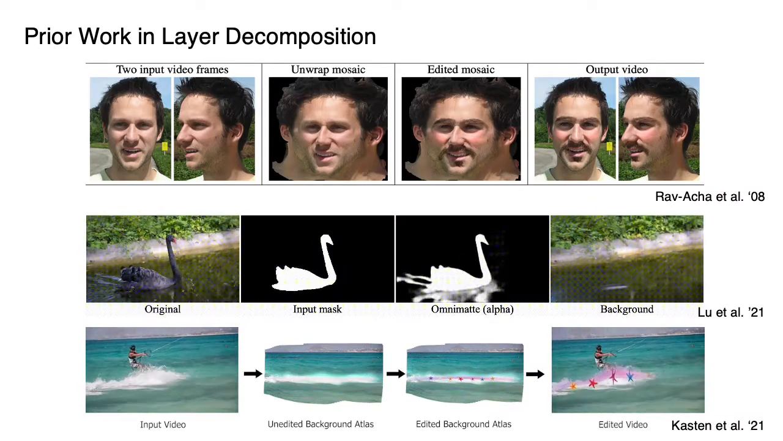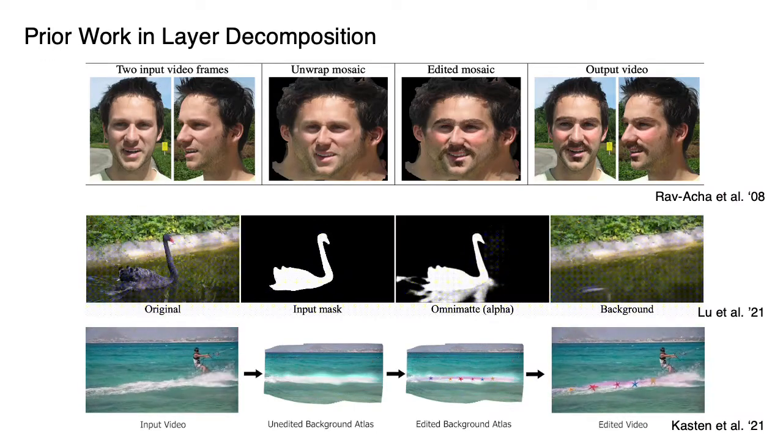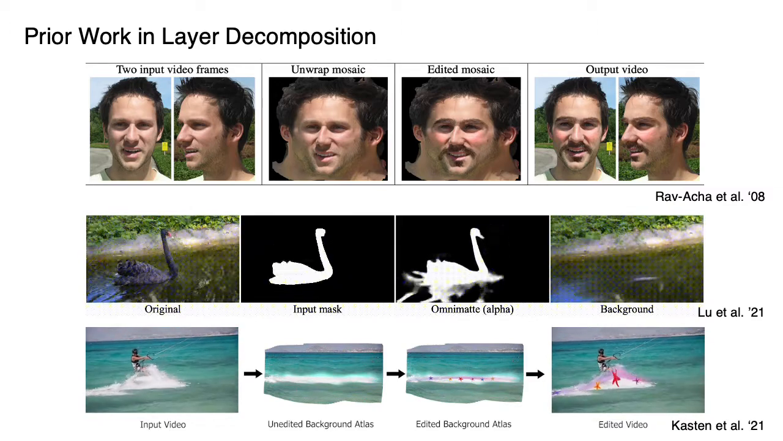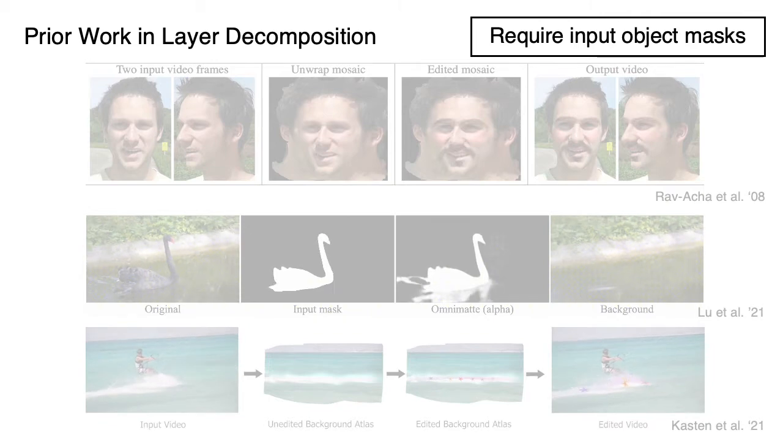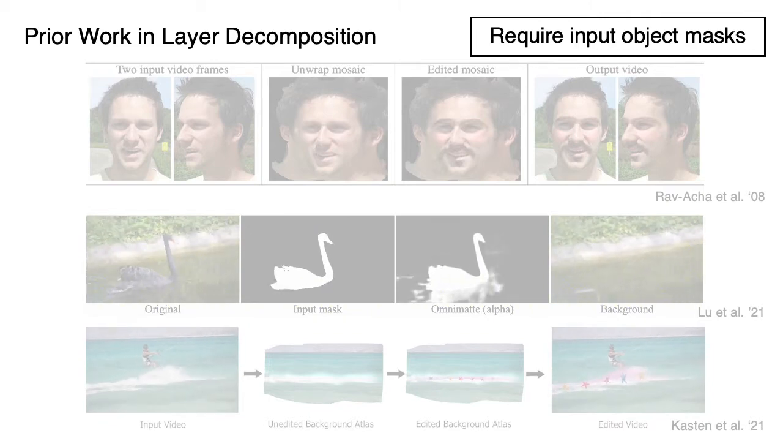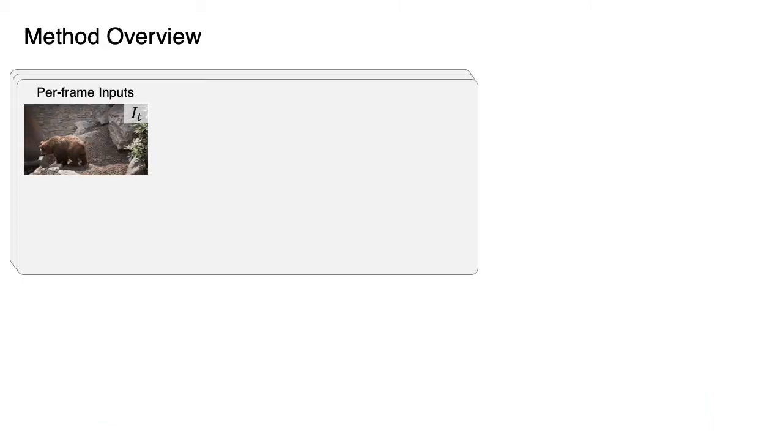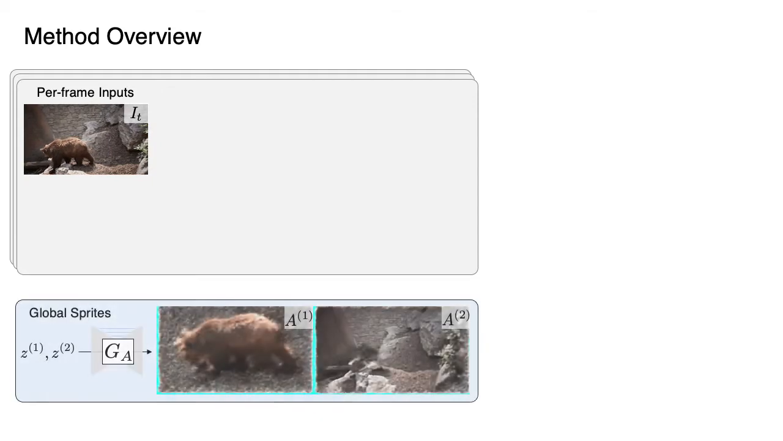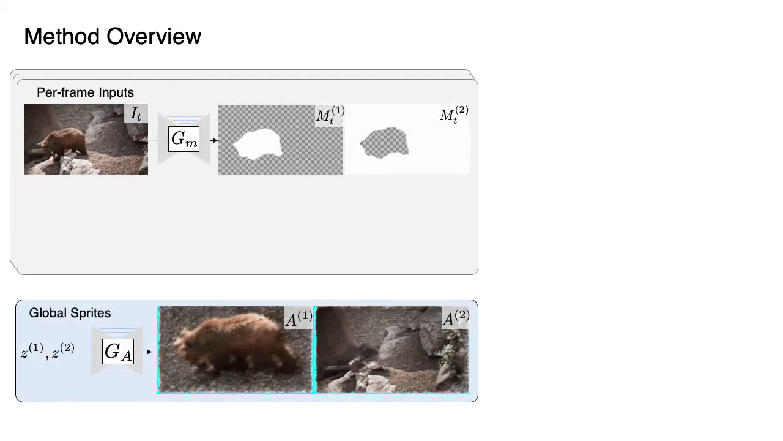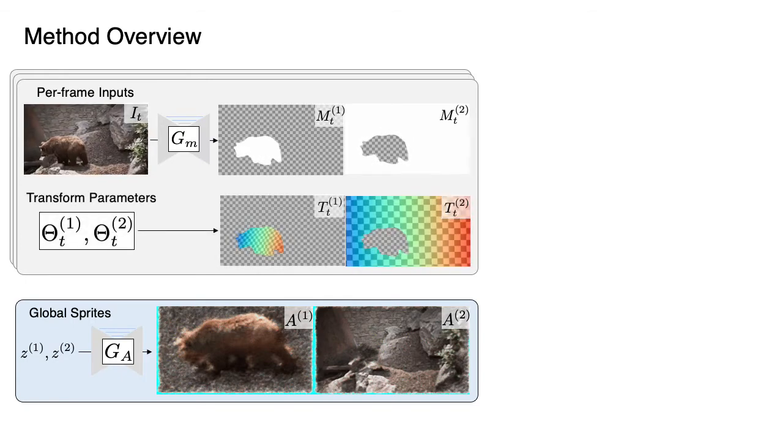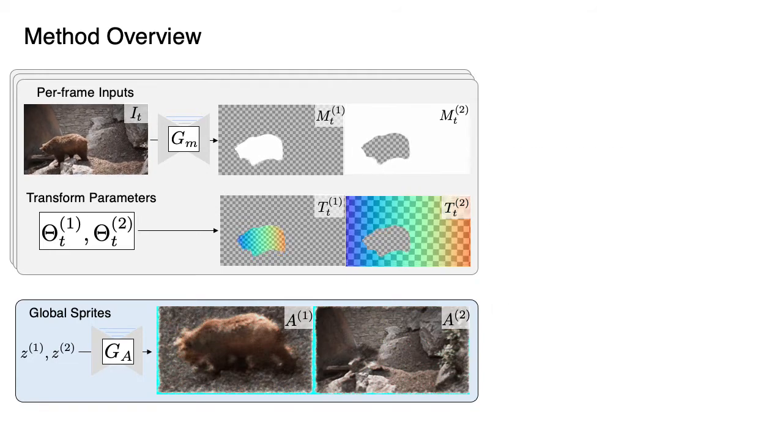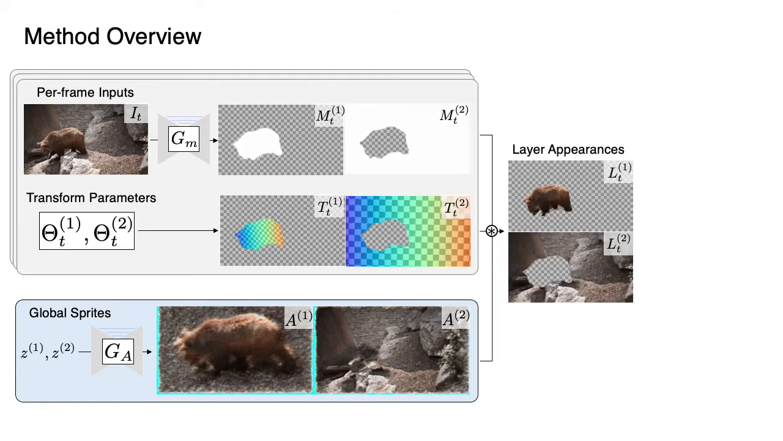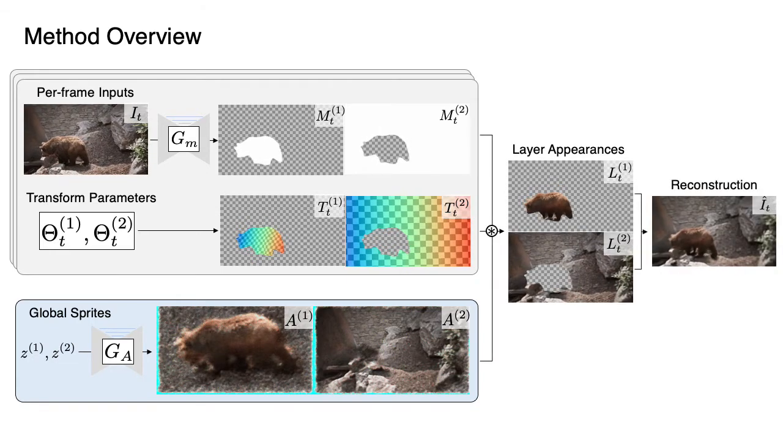Prior works have explored this task of video decomposition for video editing applications, but have all relied on input masks of the objects of interest. We study the joint problem of estimating the masks and appearances. For each video, we represent the appearance of each layer as a fixed texture image. Then, for each frame, we predict masks of each sprite instance, and estimate a non-rigid transform from the frame into the sprite's UV coordinates. We can then compute the appearances of each layer to reconstruct the input frame.